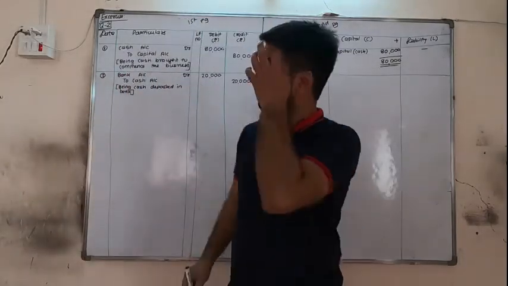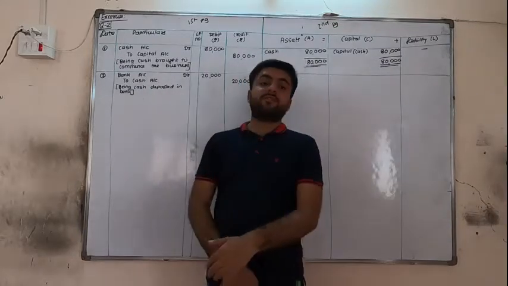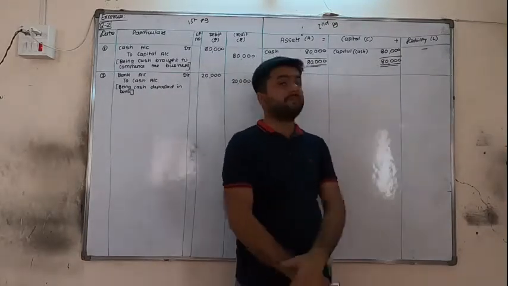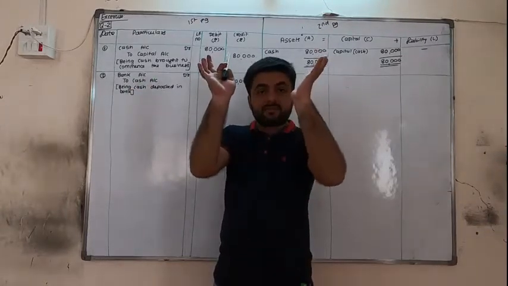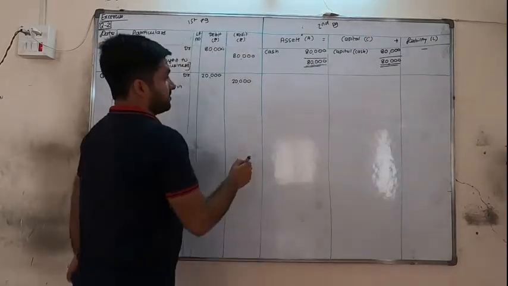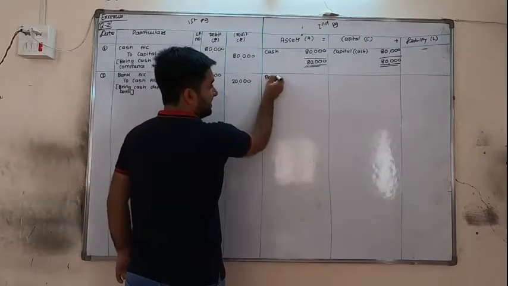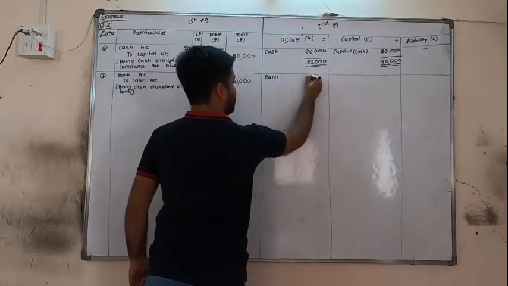Now, again you should know, bank is our asset, so on asset side. Cash is also our asset, so on asset side. So nothing effect will be given here. But bank is the receiver, so bank balance is increasing, and cash is going out, so cash balance will decrease. So bank balance is increasing, and previously there was no bank, so directly we are writing bank balance 20,000.